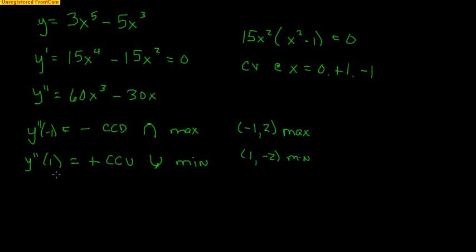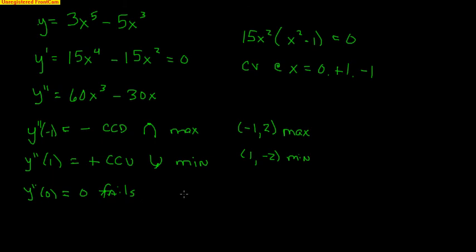Now, the one I haven't checked for the critical values is 0. So look what happens when I plug in 0 to the second derivative. I'll have 0 minus 0. So right here, you get 0. That means the test fails. Okay? And when the test fails, you've got to go back and do increasing and decreasing from the first derivative test.